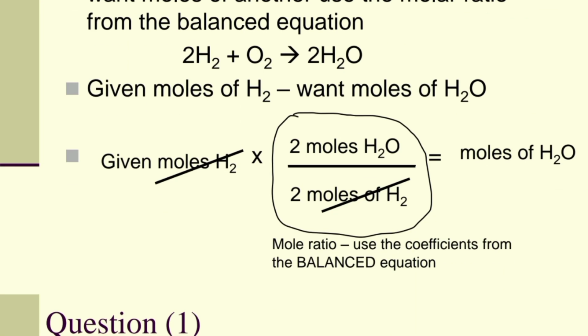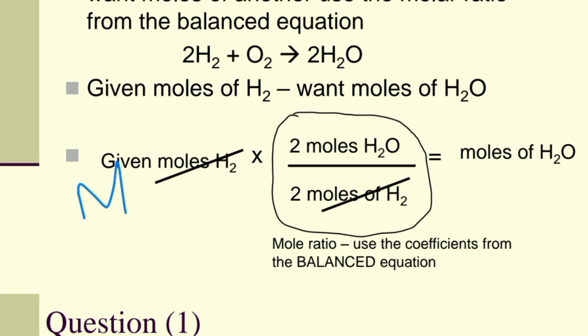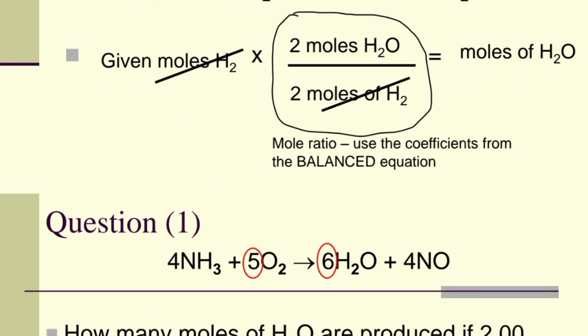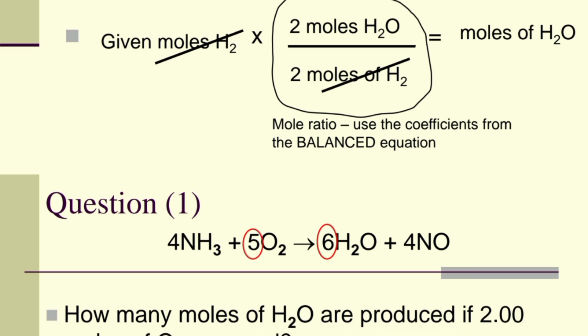Mole ratio: use the coefficients from the balanced chemical equation. This is the step for how you can find moles from moles. Now here is question number 1. That was the example. Now we have to do it mathematically.